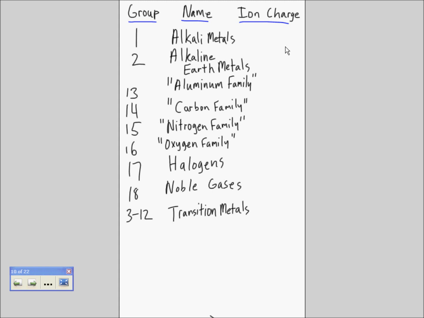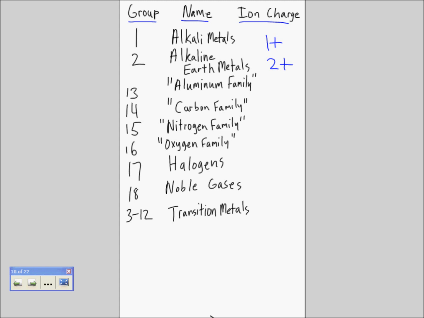Group 1 in the periodic table is called the alkali metals. That's the family name for group 1, the very first column in the periodic table. They typically form a 1+ charge ion, because it's only 1 skip to the nearest noble gas. Group 2, which is the second column, is called the alkaline earth metals. So it's close to the name of the alkali metals, but slightly different. So alkaline earth metals typically form 2+ ions, because it's 2 skips to the nearest noble gas.